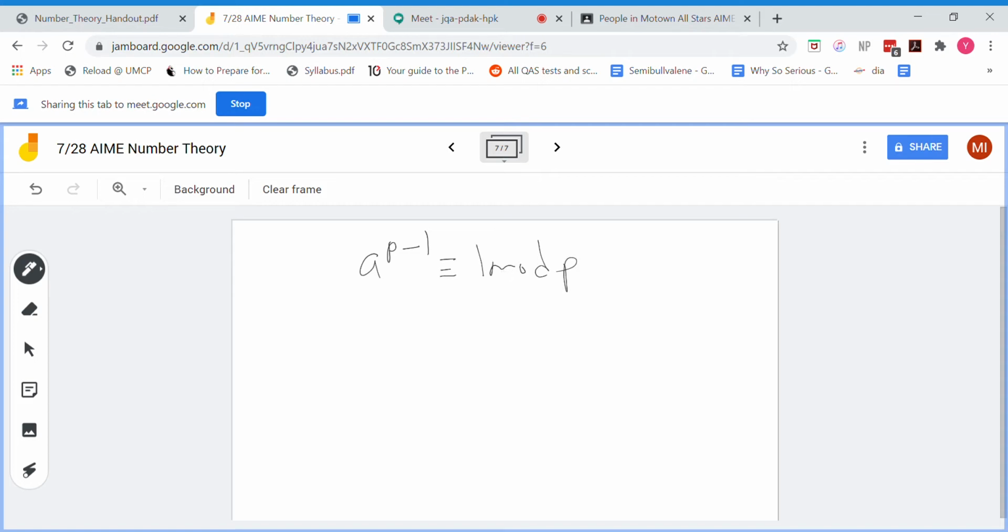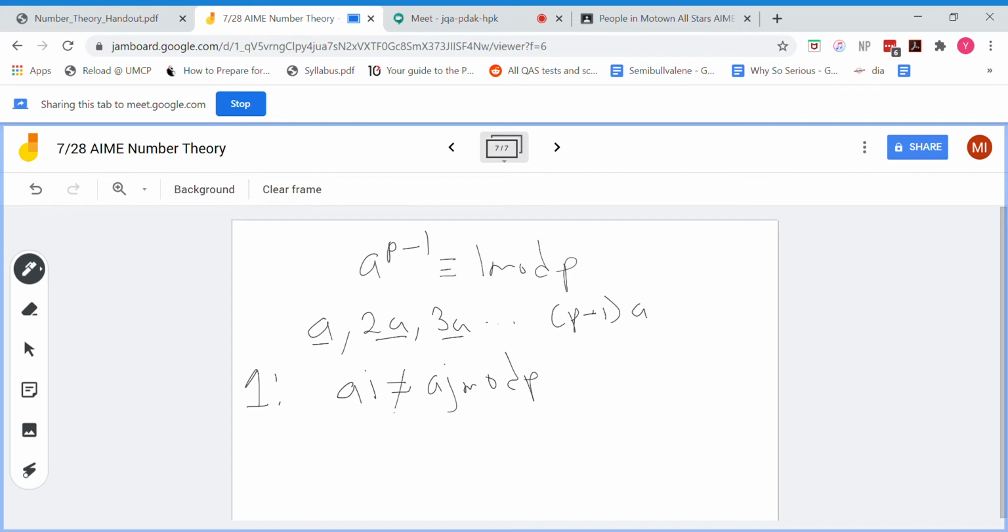And so the proof of this, we start with, consider the numbers a, 2a, 3a, all the way to p minus 1 times a. So first we claim that no two of these are congruent under mod p. Essentially what we're saying is ai is not congruent to aj mod p.